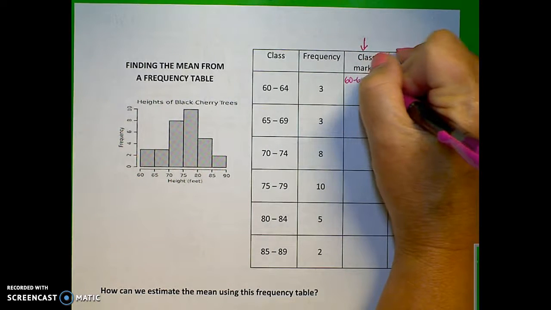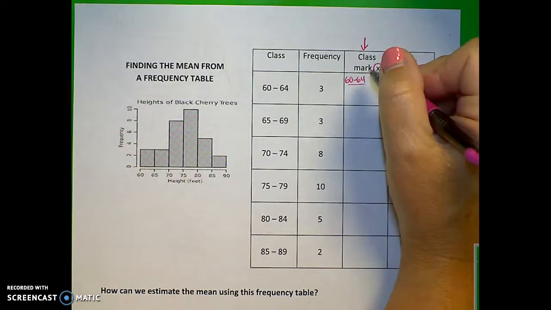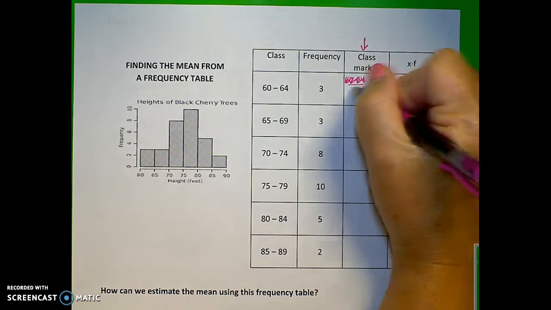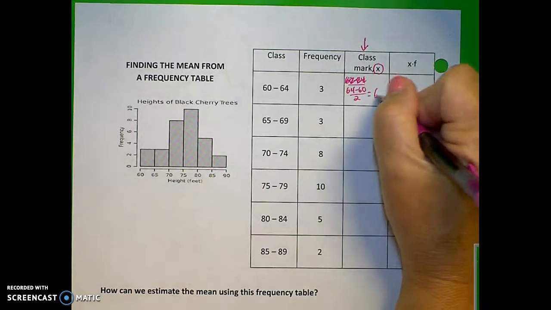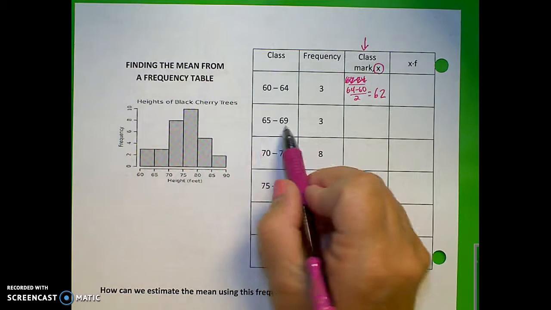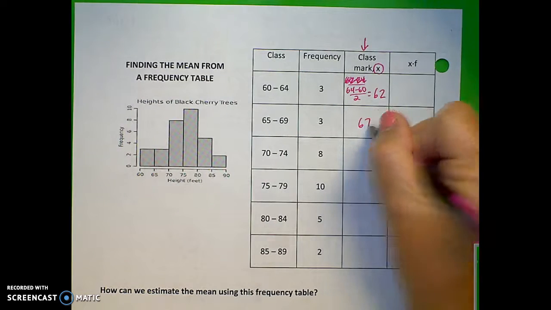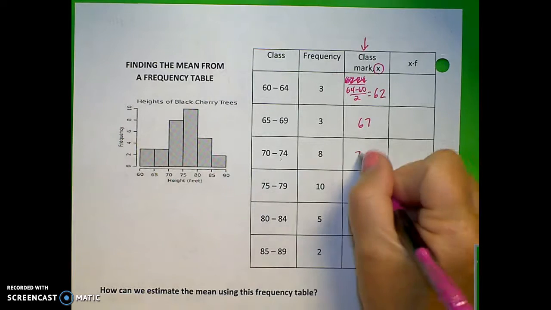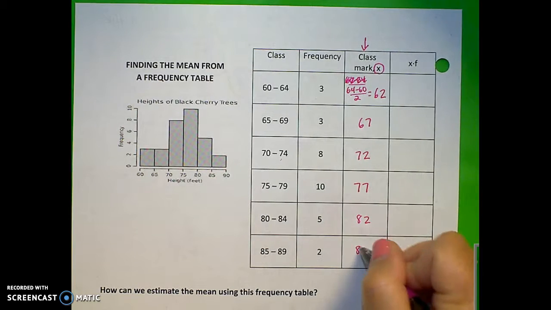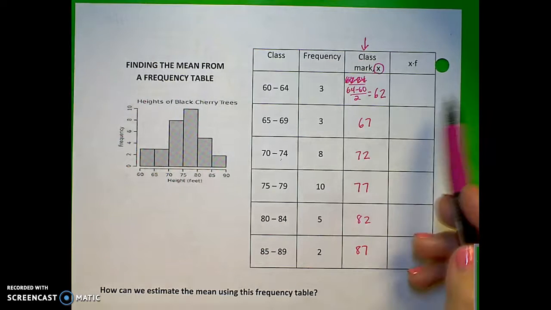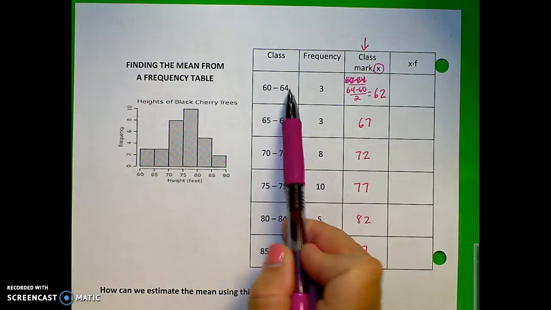So 60 to 64, that's not what I meant to do. I meant 64 plus 60 divided by 2 will give us the average value, and that actually comes out to 62. The average value here would be 67. The average value here would be 72, and so forth. 77, 82, 87. Again, keep in mind, I don't know what these values are exactly.